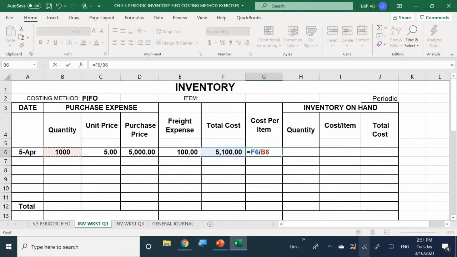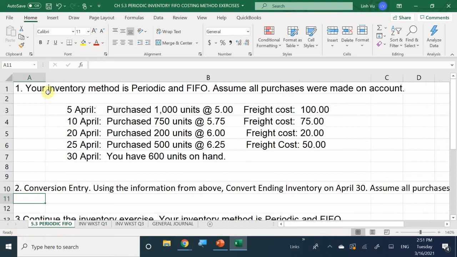Okay, good. That's a good way. Again, accounting, right? There are numerous ways, as long as you get the answer correct. And that is the correct answer. It is $5.10. So in this case, you could also do this. You take your total cost, which is the 5,100, and divide it by the, I'm sorry, the 1,000. So total cost divided by quantity to give you a total of $5.10. Excellent. All right. So let's see what happened next on April 10.